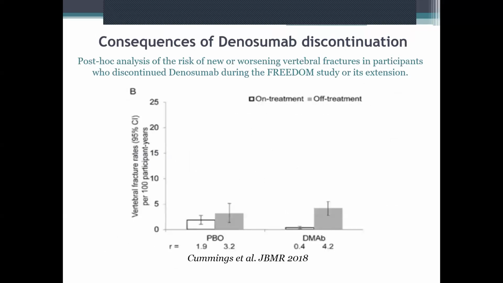So this is what I mentioned, what happens when you discontinue denosumab. In the FREEDOM extension trial, they looked at discontinuing denosumab in patients on placebo, and of course the patients on the drug. We can see compared to placebo, there is a higher risk of vertebral fractures and more rapid decline in BMD. That's compared to placebo.